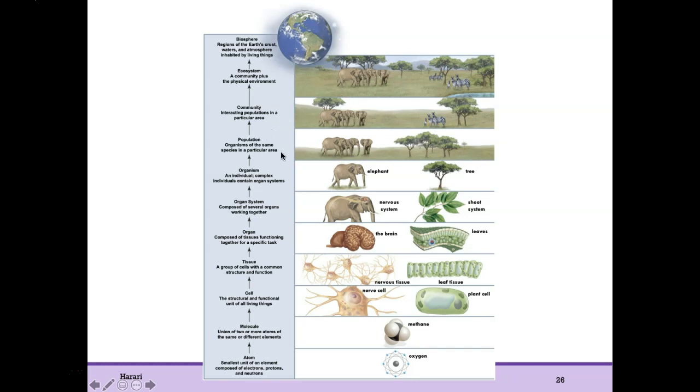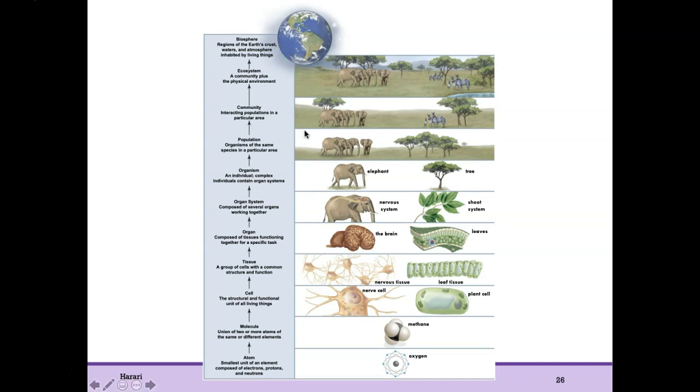And then you can have different populations interact in a particular area to form a community. So a community consists of elephants and maybe zebras and the trees and the grass. A community is a bunch of different populations of organisms interacting together in a particular area.